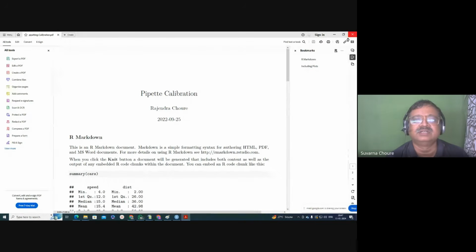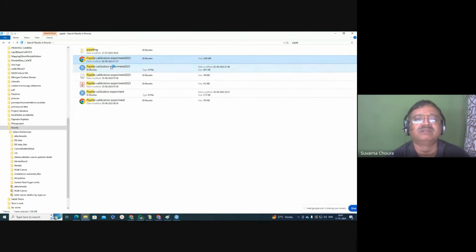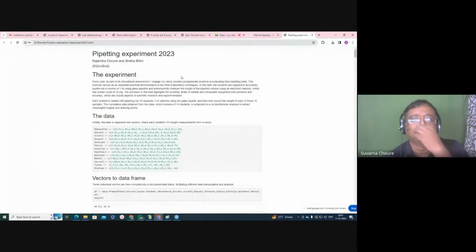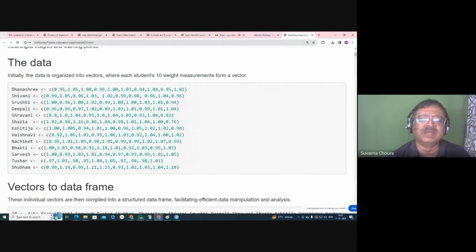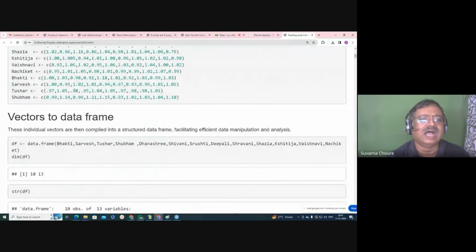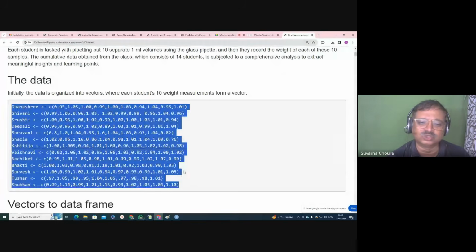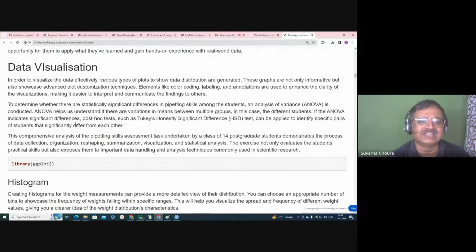This file is a little different. Pipette calibration experiment 2025. Okay, 2023 it is. This data is collected by my students, this year's students. Dhanashri pipetted this much. Shivani pipetted this. I asked them to pipette 14 volumes, and 14 values were calculated here: 0.95 ml, 1.05 ml, 1 ml. Repeated measurements are there. I have collected this data from those students, converted that data to a table, analyzed that data and summarized that data.